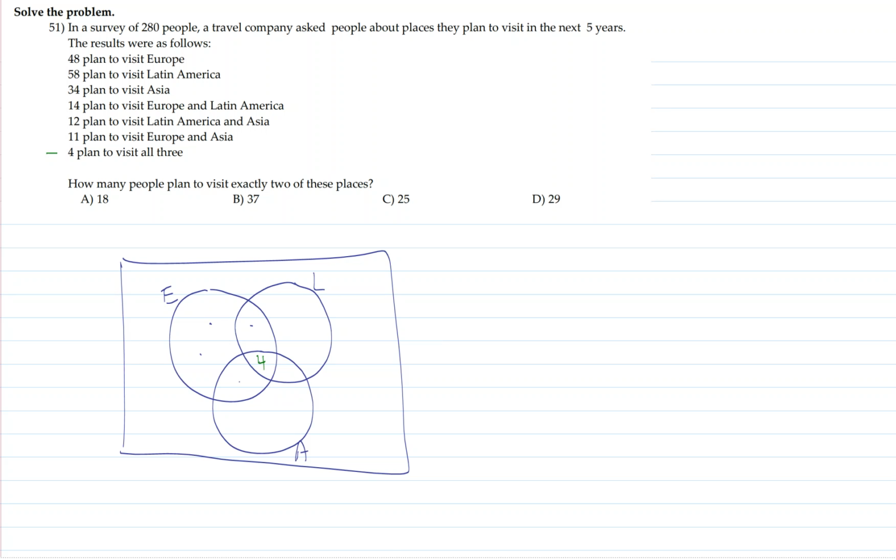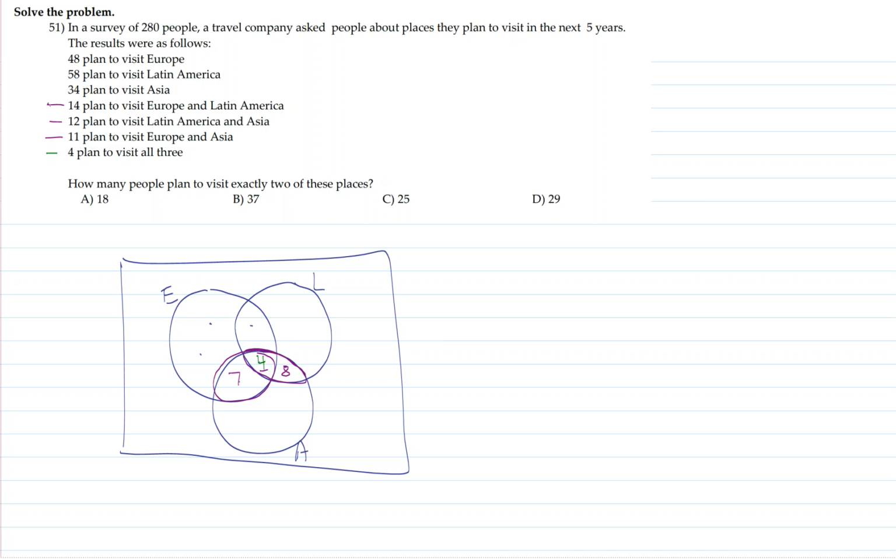Now I'm going to start moving outward. I know 11 people visit Europe and Asia. So Europe and Asia is this piece right here, and that has a total of 11. I've already got 4 of them accounted for, so 11 minus 4, 7 are going to go in this region right here. Next, 12 plan to visit Latin America and Asia. This is where these 2 overlap, and I have to have 12 people in there. Again, I've already counted these 4, so 8 more go in here. That's 12 minus 4 is 8.